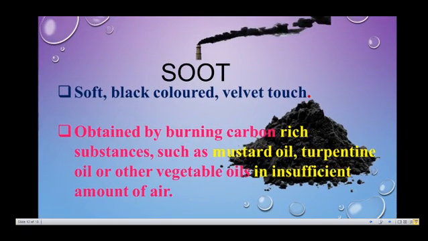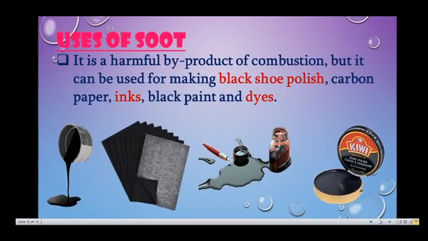So next we'll discuss soot. Soot is black in color. It is soft and velvet touch. It is obtained by burning carbon-rich substances such as mustard oil, turpentine oil, or other vegetable oils in an insufficient amount of air. When the oils burn in an insufficient amount of air, incomplete combustion takes place and soot is formed. Soot is nothing but a black smoke. Okay, and it is a harmful byproduct, even though it is used in many items externally.